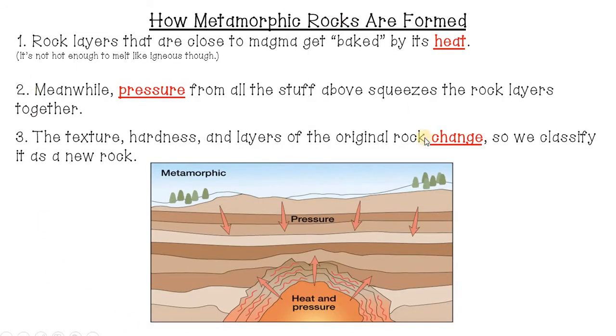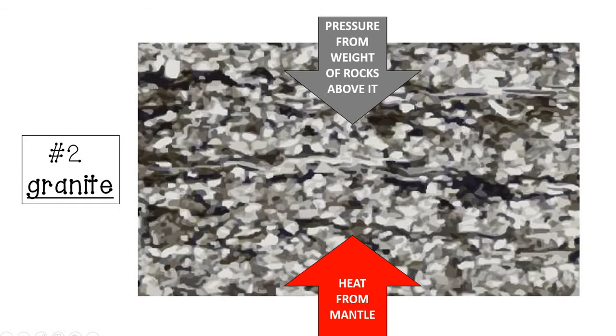So just to review in your notes and make sure you got all those blanks, I'm going to point out those things in this diagram here that's from your notes. So we have heat that's coming from the magma that's in the mantle, and we're talking about these rock layers that are around that are really deep down, but not close enough to actually melt. So heat is baking them. Meanwhile, all the layers of rock on top of it are creating pressure, and that weight is squeezing these layers of rock together. And then finally, because of that, the texture, the hardness, and the layers of those rocks are going to change. So that's why we're giving it a new name and making it a separate group.